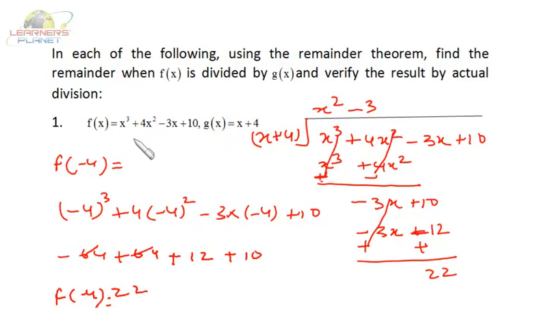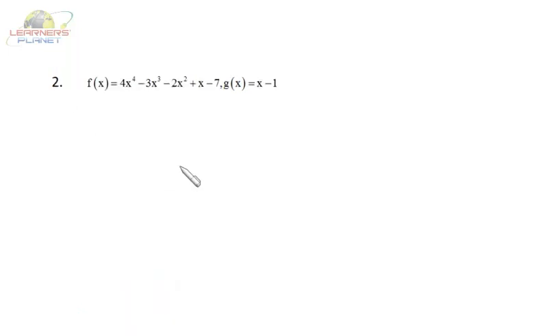Okay, we can verify the results. Here it is 22 by actual division, and by remainder theorem we also get the remainder as 22. Okay, let's do one more example. Now let's see this question.